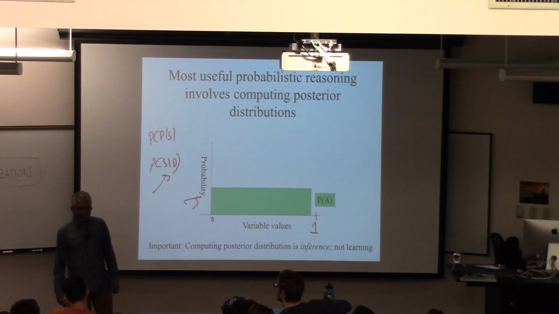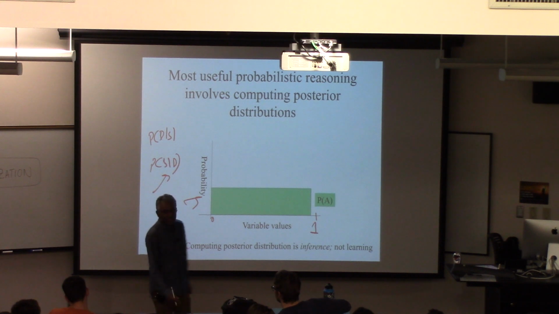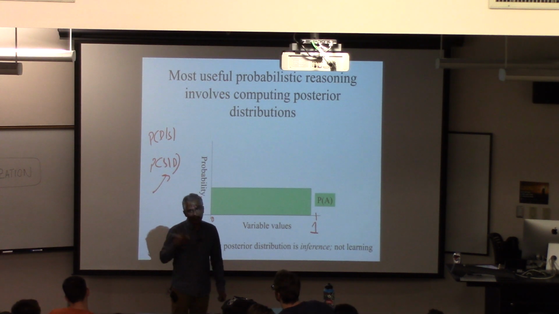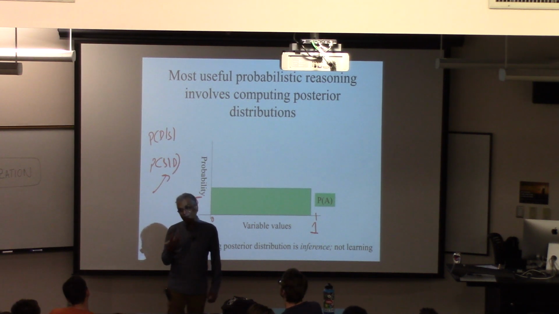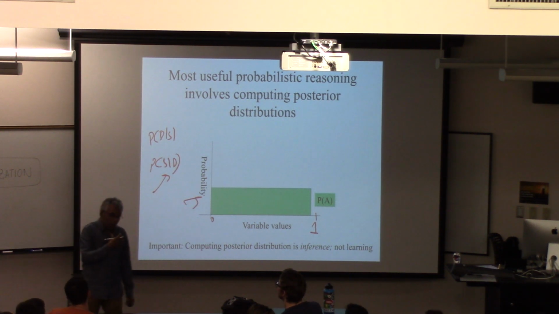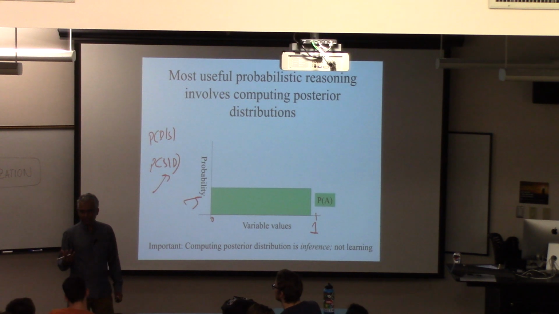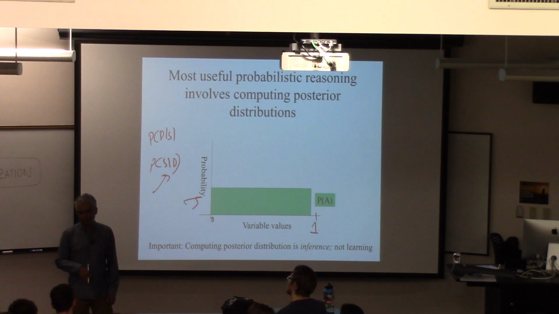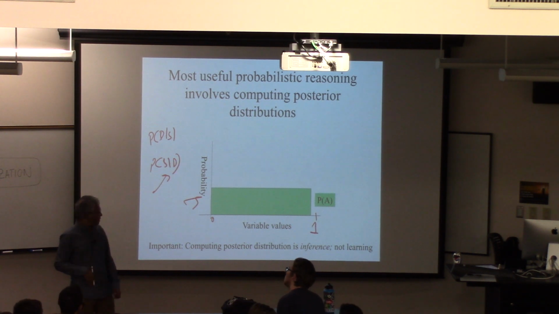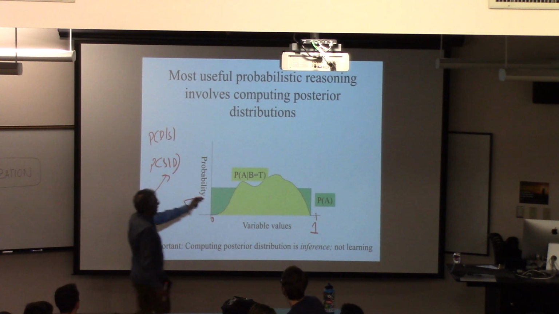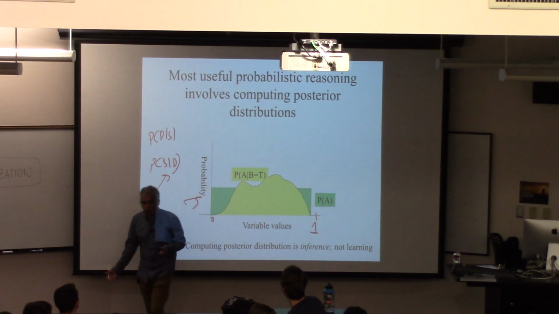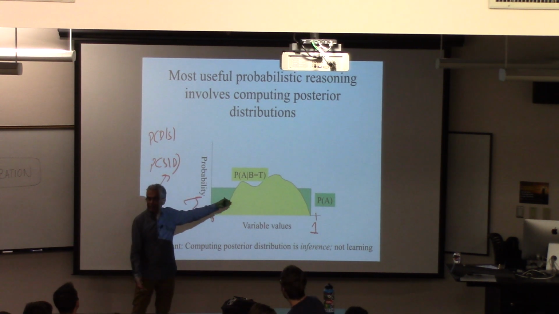Then if you are a patient, they come and see your nose and see that you have a runny nose. Now the probability of flu changes. This is the posterior distribution of flu given the evidence that you have a runny nose. Okay? And so in general, probability A given B is true might look like that kind of a distribution.